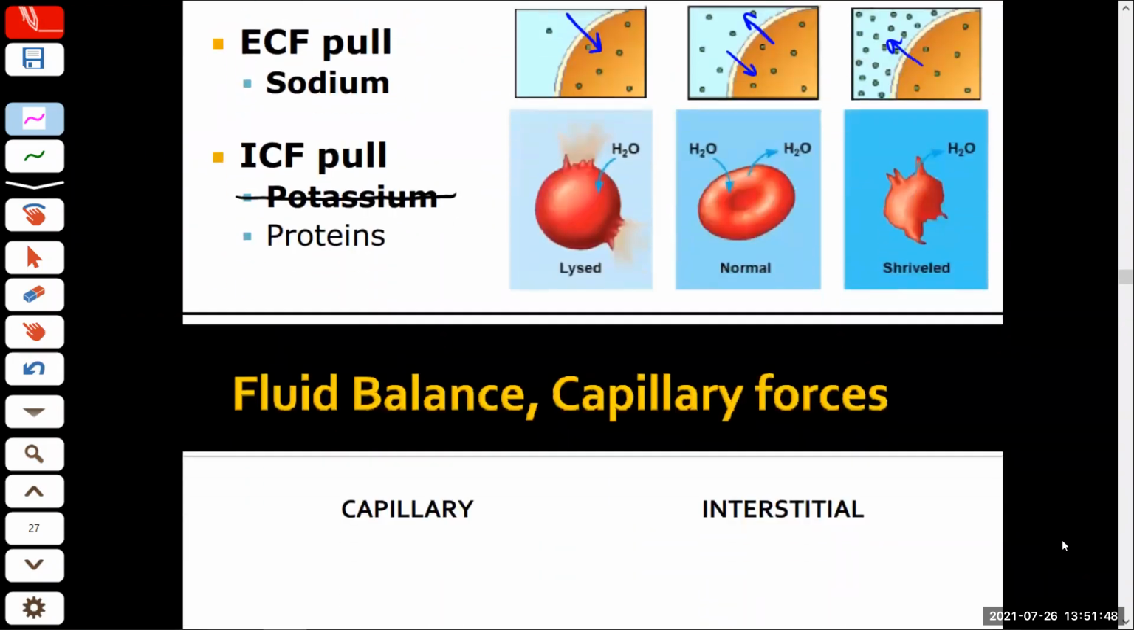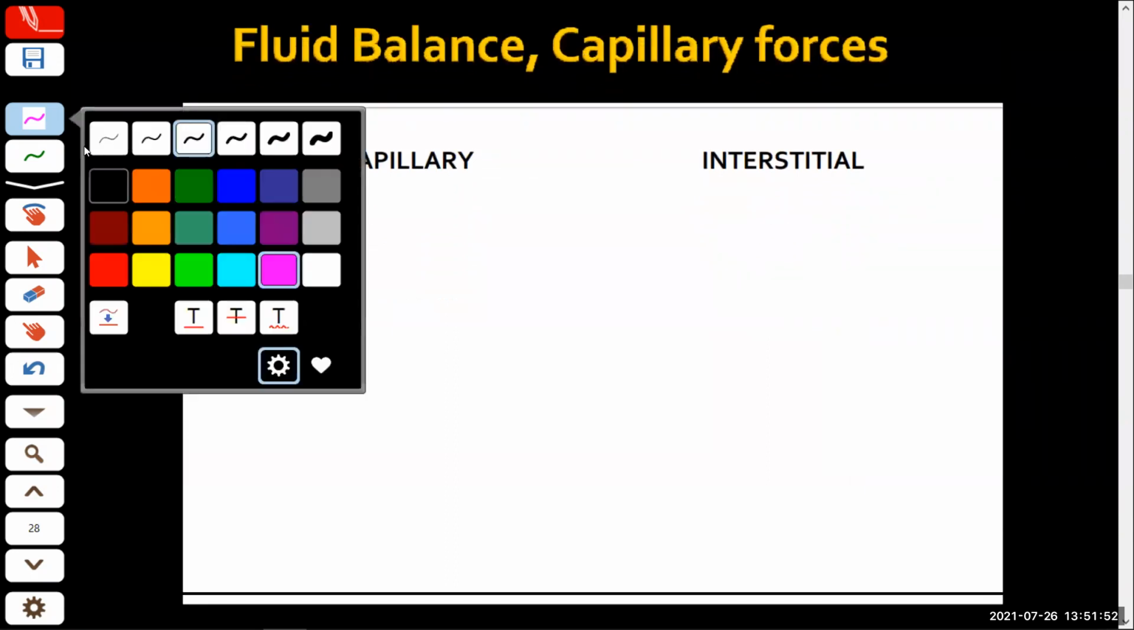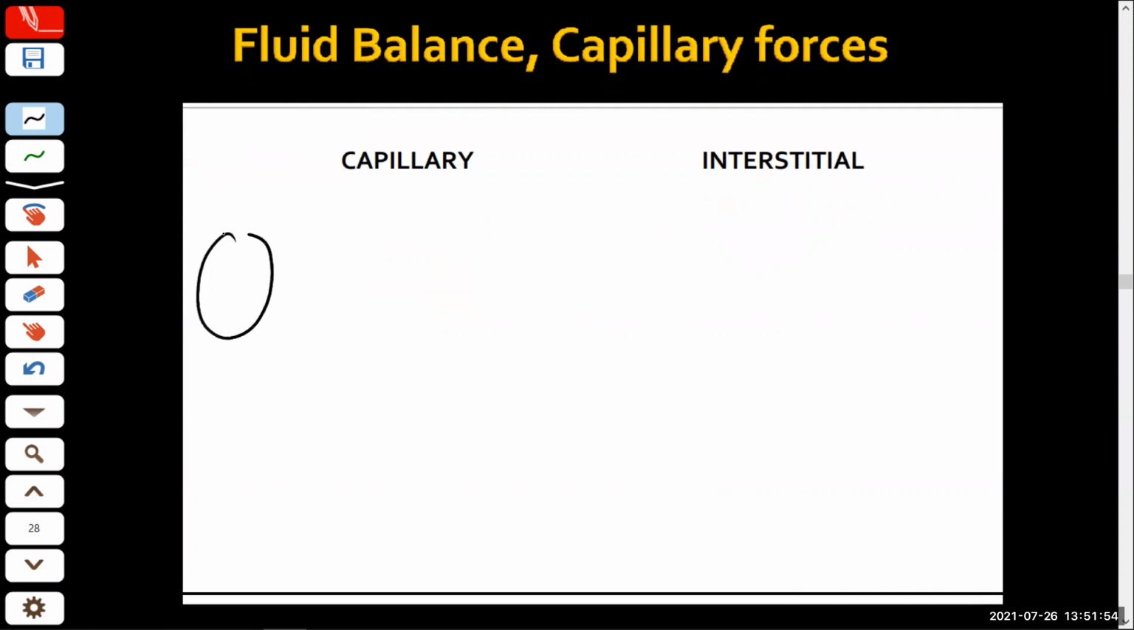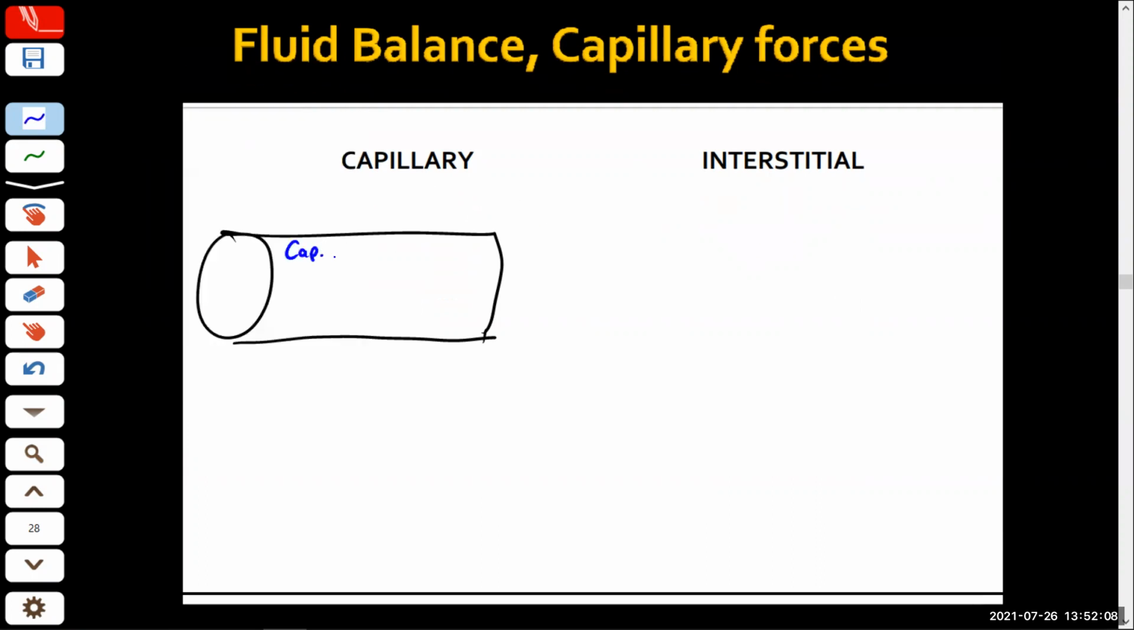Okay, so large picture. Here is your blood vessel. Inside of your blood vessel, you should have pressure. Yes, your blood pressure. We term that the capillary, I abbreviate just cap, capillary hydrostatic. That is your blood pressure.